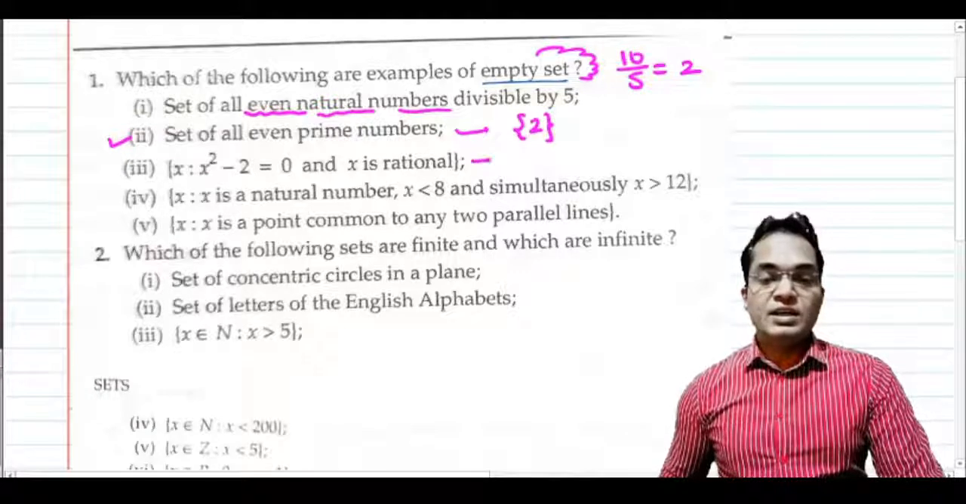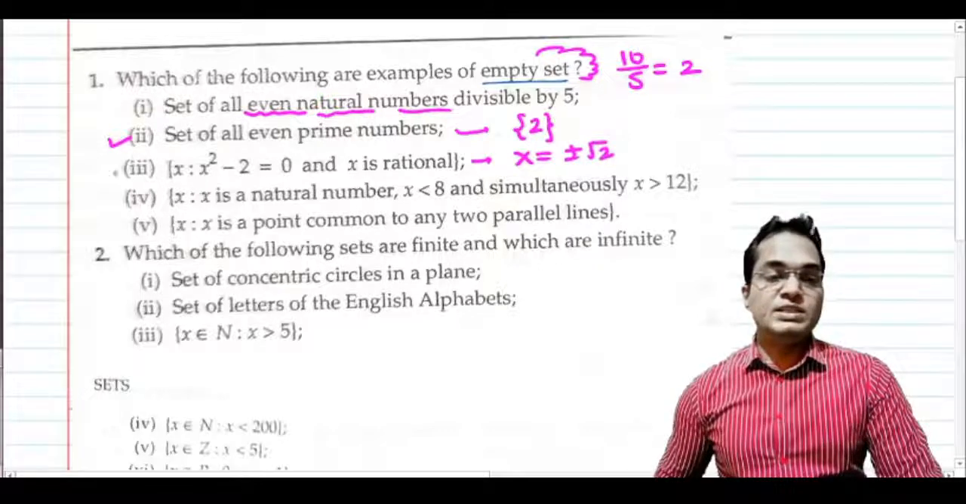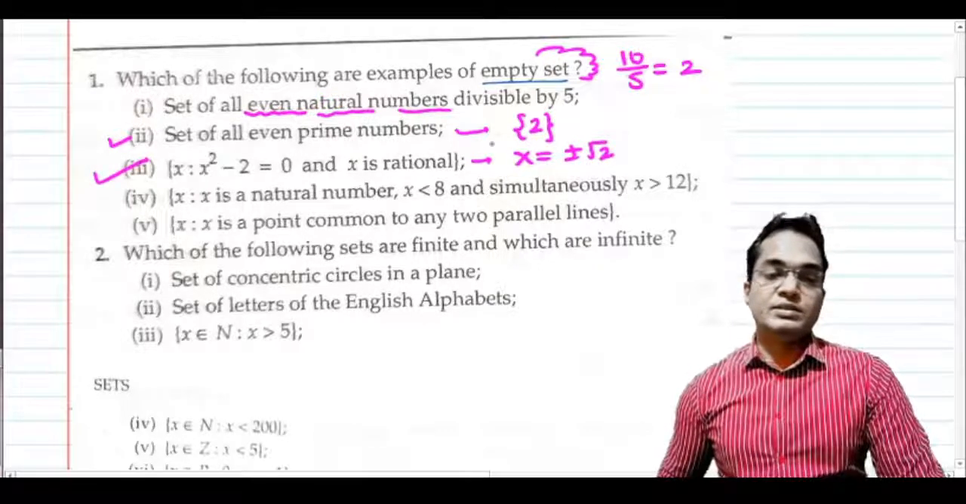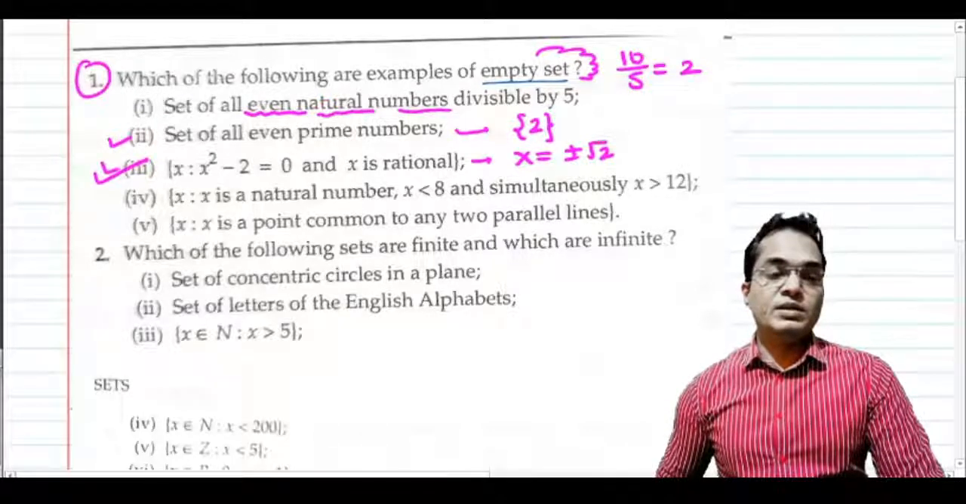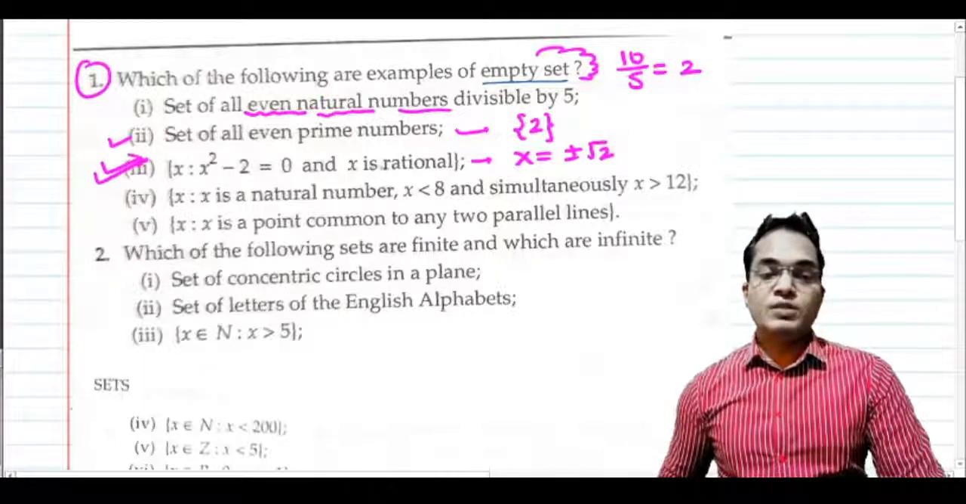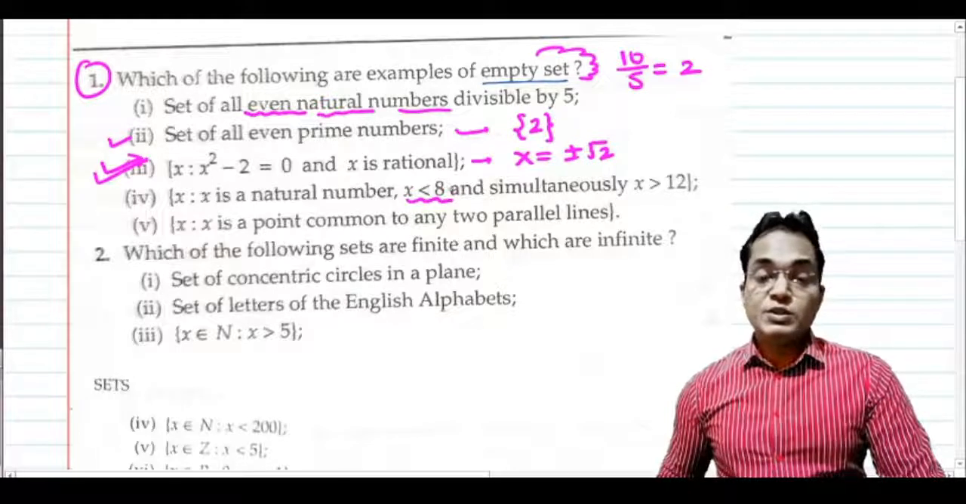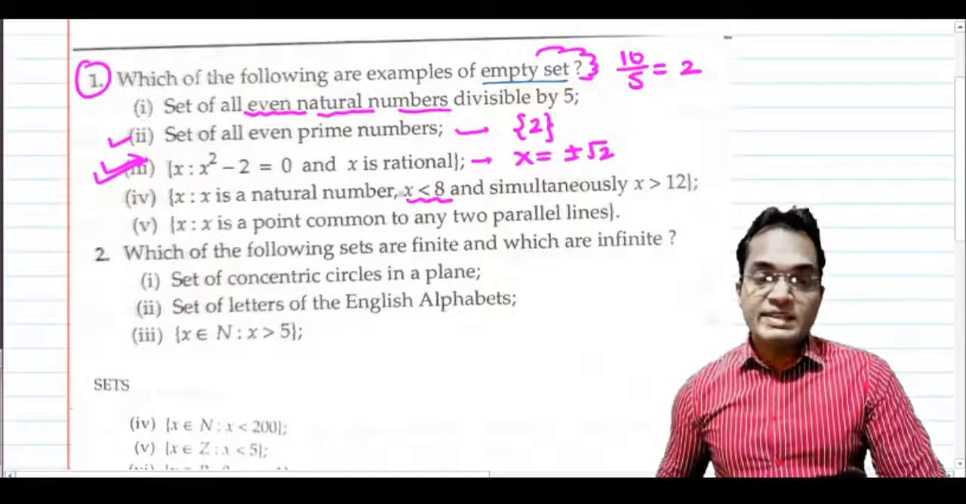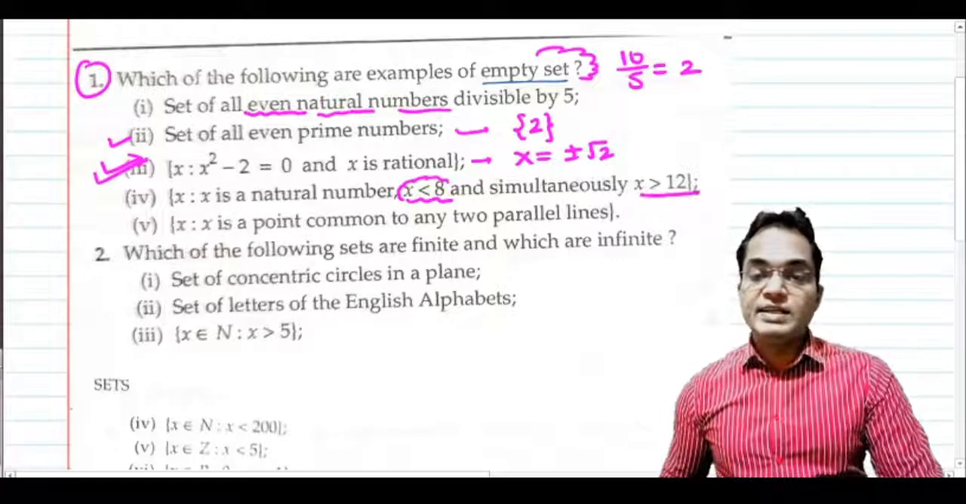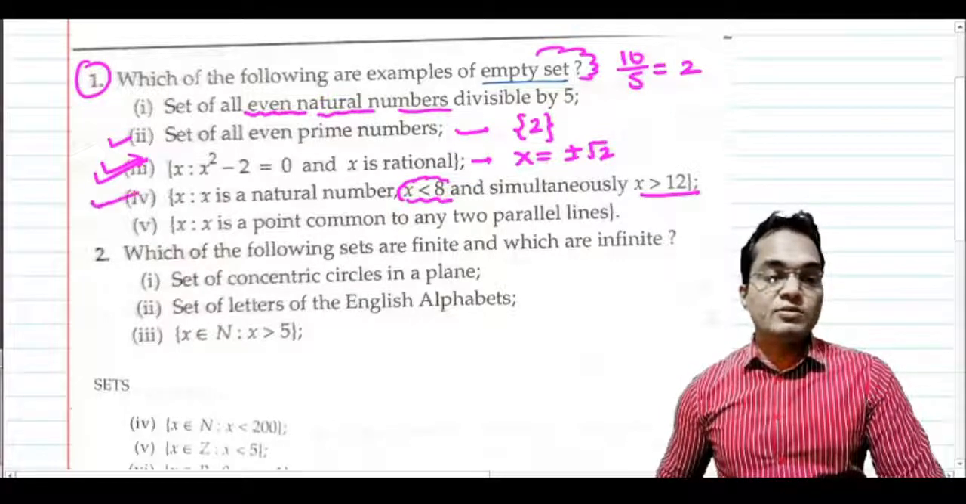x is rational. Here x equals plus minus root 2, which are irrational, means it is our answer. So the answer for question number 3 is empty, because there is no rational number, since x is plus minus root 2. And now the fourth one, x is a natural number, x is less than 8. Yes, this will also be an answer, because is it possible that x is less than 8 and simultaneously greater than 12? How is it possible? That's why this is also our empty set.